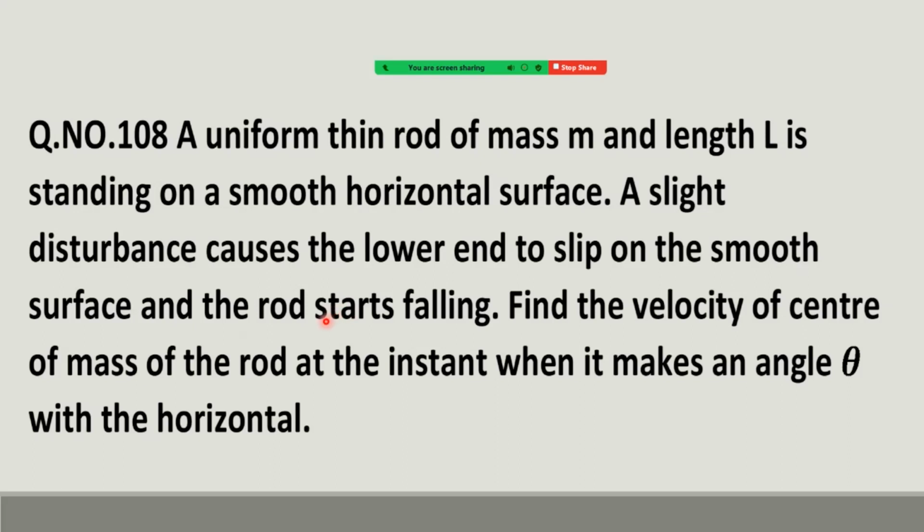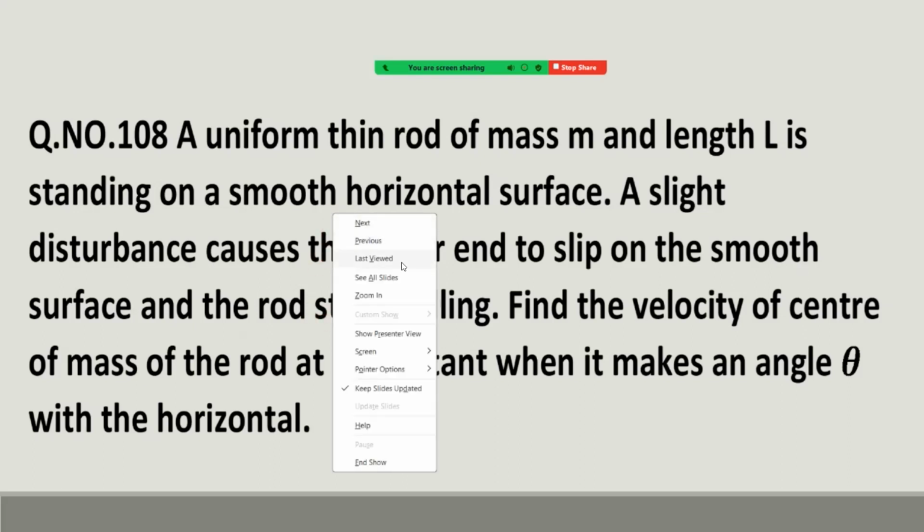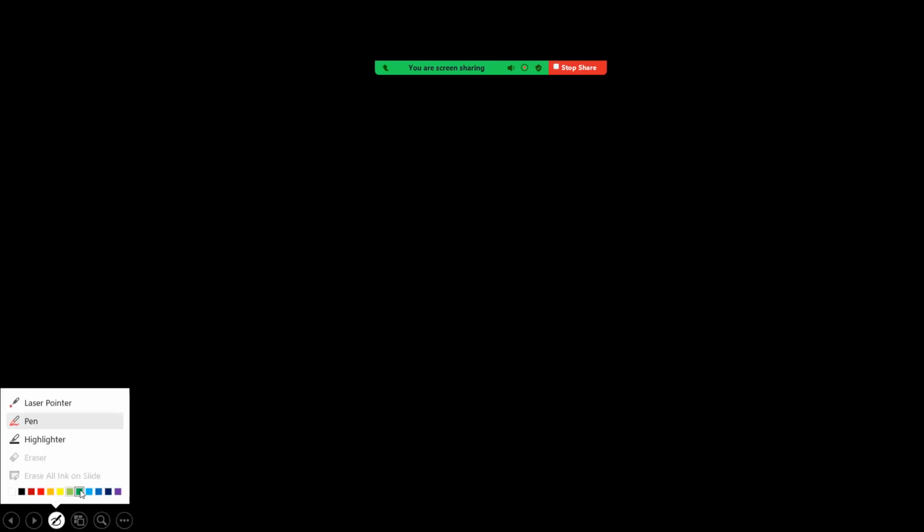So we have to find the velocity of center of mass. Let us see. The condition given is that initially the rod was vertical on a smooth horizontal surface. If you provide a slight disturbance, if you slightly push it, then see what happens.